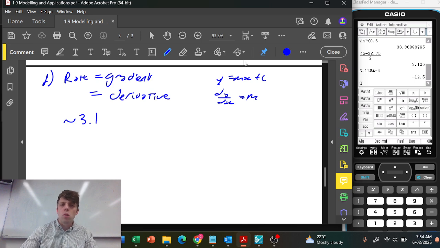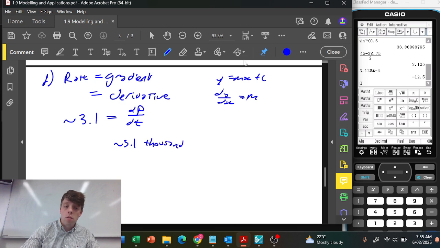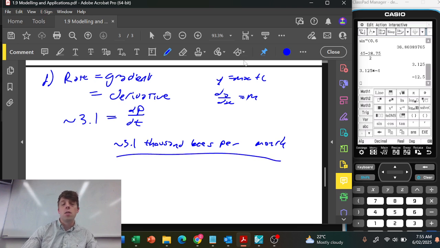Roughly 3.1 what? Well, let's think about it. When we're talking about dy/dx, we're talking about the rate of change in y with respect to x. So let's just substitute in y and x. y is P in this case, x is T. So we can see here that what we're dealing with is the rate of change in population with respect to time. So we could say that this is roughly 3.1 thousand bees, because remember that's what P is, per month. Because remember, that's what T is. So change in P with respect to T. And that should be the answer to that final question.